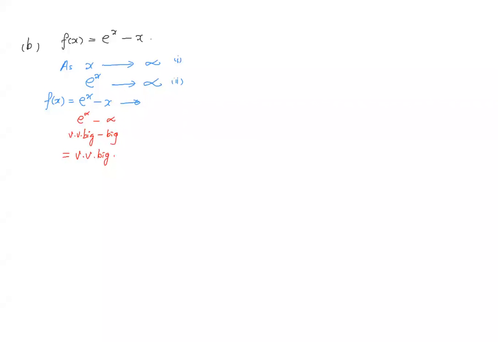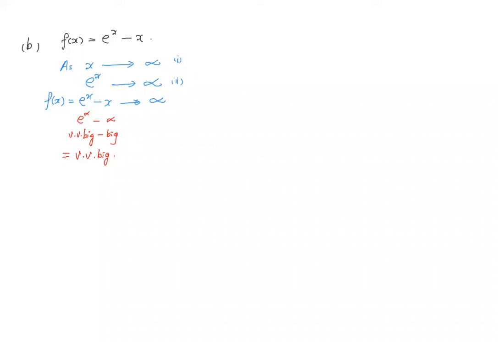So the answer will be what? Wen Cheng? Infinity. Yeah, infinity. So that means there is no upper boundary. It will go on and on, correct? Okay.